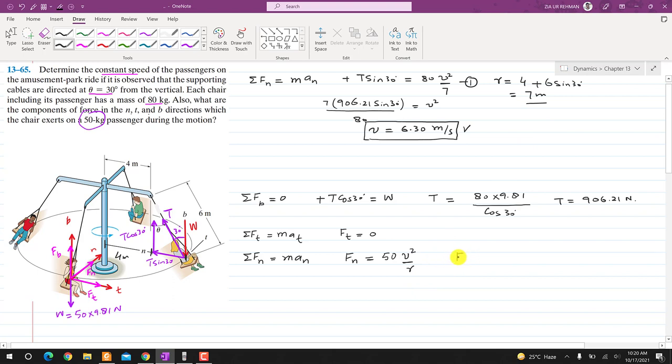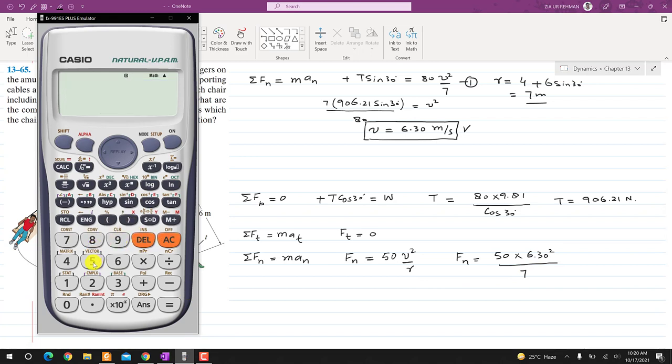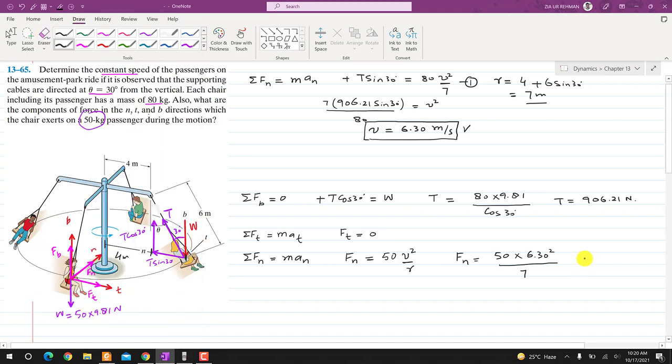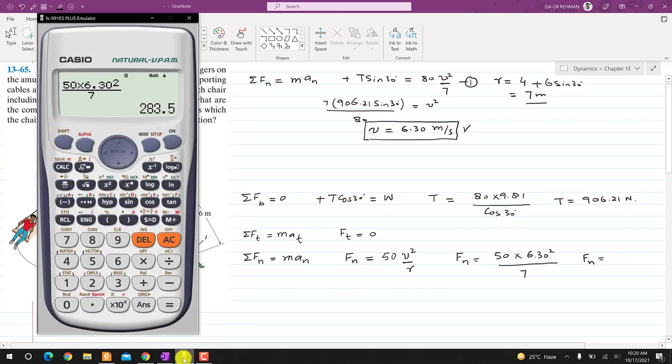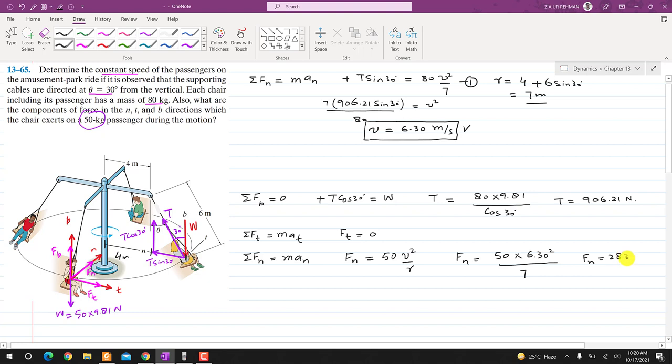So if I put that, then FN will be equal to 50 multiplied by 6.30 square divided by 7 meters. So 50 multiplied by 6.30 square divided by 7. So 283.5. So the force applied by the chair on the children in the normal direction is 283.5 newtons.